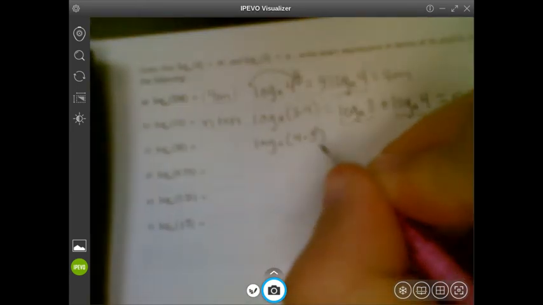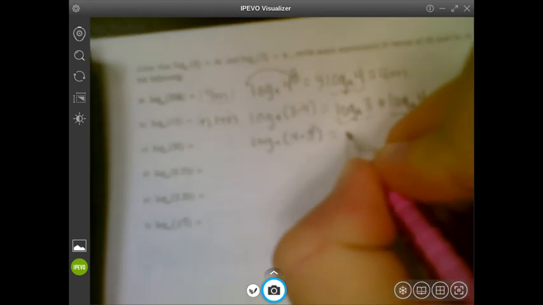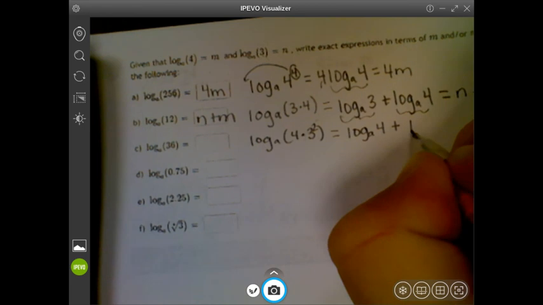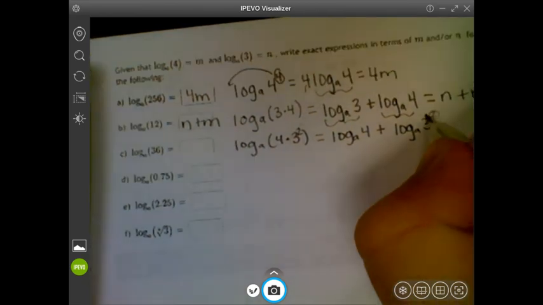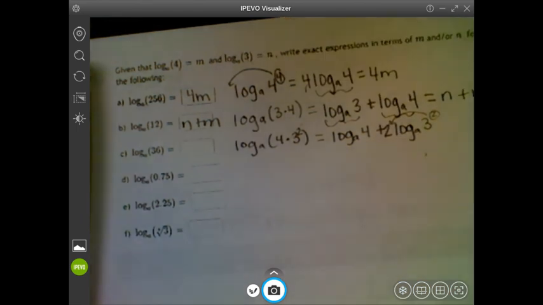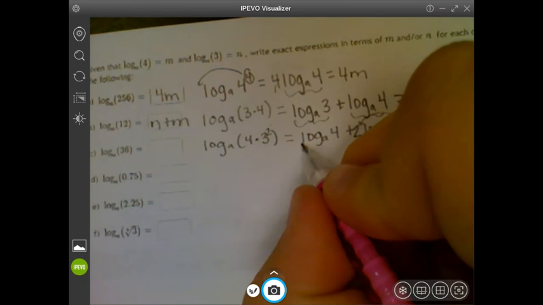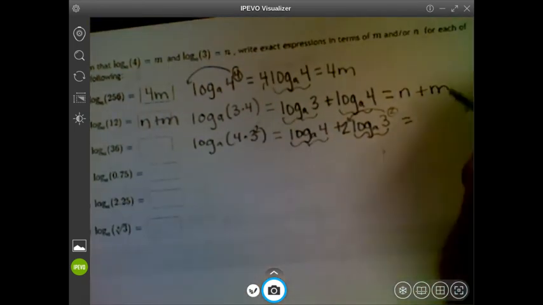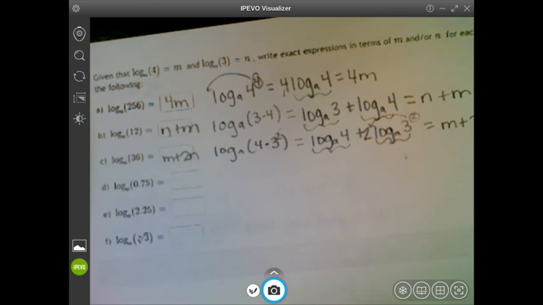And so we'll apply the properties here and replace the 4 and the 3 when they're all separated with the m's and the n's. So this would be log base a of 4 plus log base a of 3 squared. And what happens with the square, the power, it will come down into the front. And so it would be 2 log base a of 3. And so then you're just going to replace the log base a of 4 and the log base a of 3 with m and n accordingly. So it would be m plus 2n. So this one here is m plus 2n.